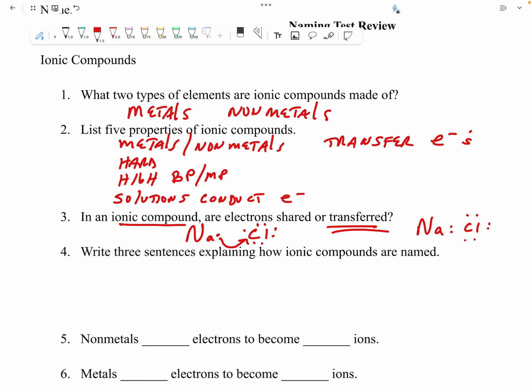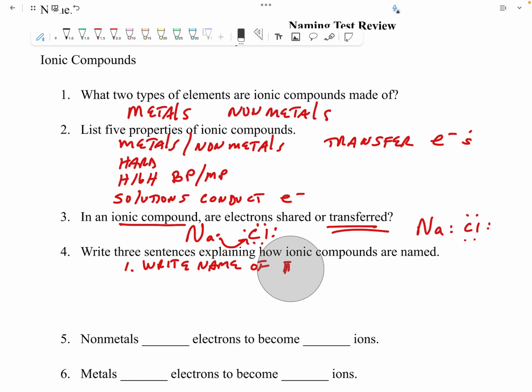Okay, 3 sentences explaining how ionic compounds are formed or named. Well, first you have to write the name of the first element. Oops, first, let me write the word first properly. Oops, that's not the eraser. There it is. Wow, that's a big eraser. Write the name of the first element, just for hydrogen or lithium or beryllium or whatever. Just write the name of it. Secondly, write the name, that's ditto marks, by the way, of the second element.